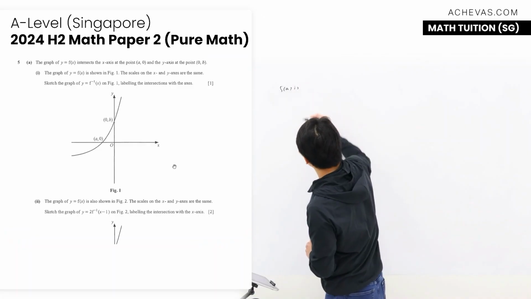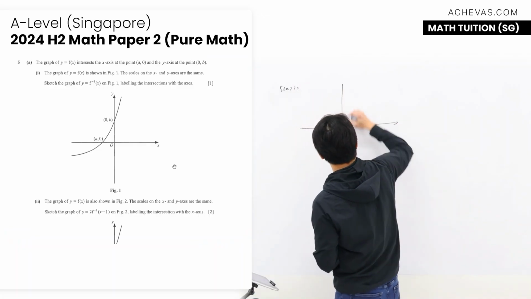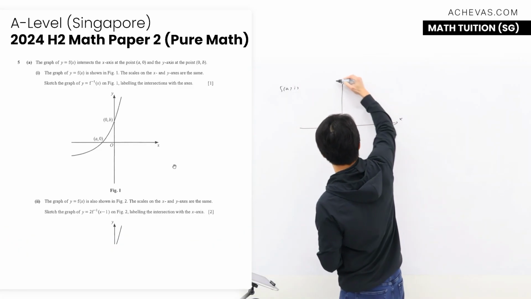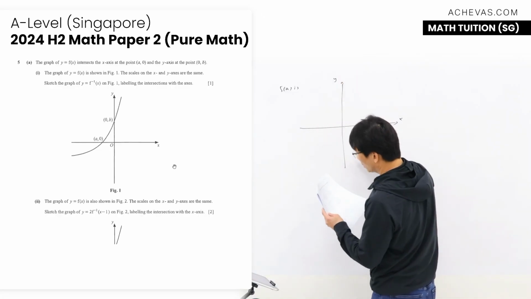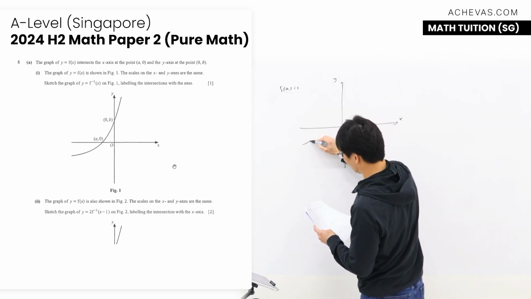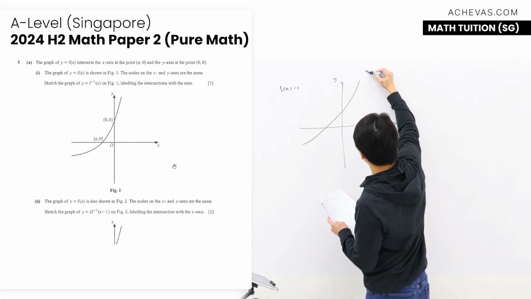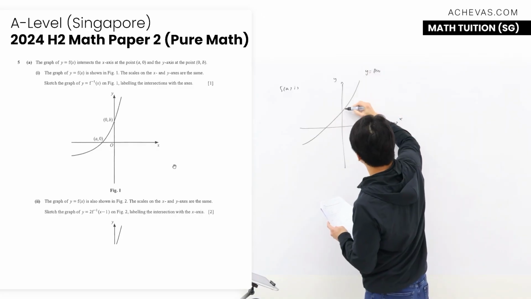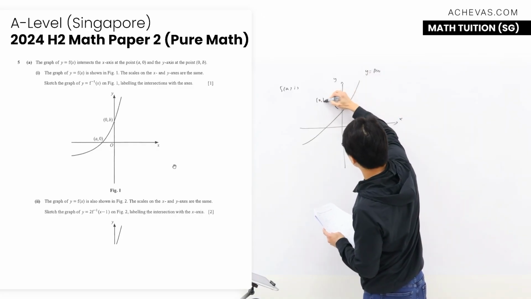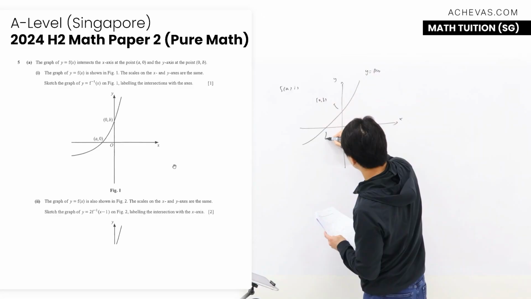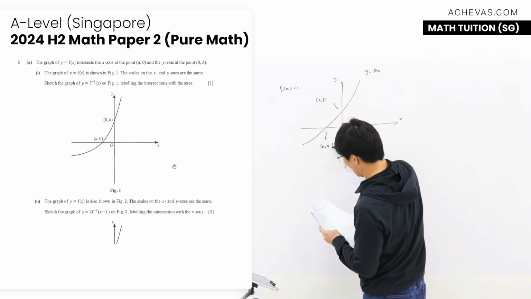5a part 1. Okay, let me just draw the original one first. The original one will look like this. We have y equal to f(x). This point here will be (0, b). This point here will be (0, a).